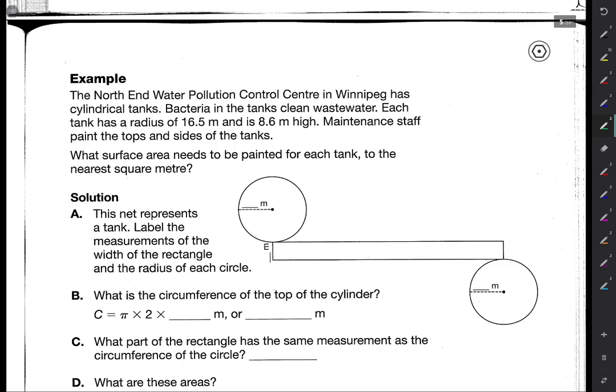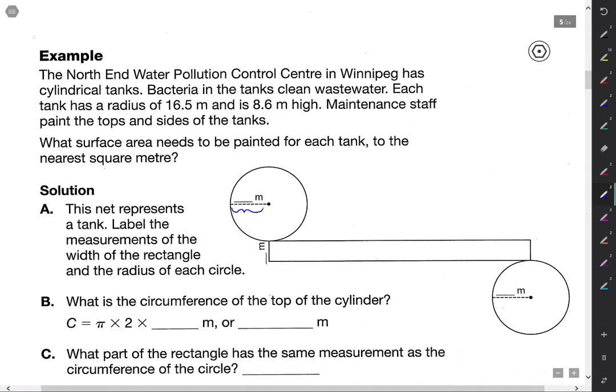So let's plug in these numbers while we're on the topic. So each tank has a radius of 16.5, and you'll see here they have the radius labeled for us. So I'm going to put 16.5 here and 16.5 here. Now it also says that the tank is 8.6 meters high. So imagine that this net here was closed into the 3-dimensional object. The height of it would be this small side here on that rectangle. So the height is actually over here. So we're going to plug in 8.6 meters.